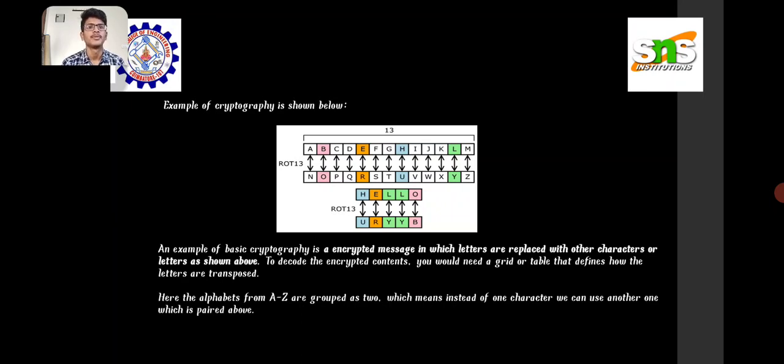For example, on the encrypted side, a sender would give a key called URYYB. So on the decrypted side, the receiver would know the key which says the word hello. So this is a basic example of cryptography.